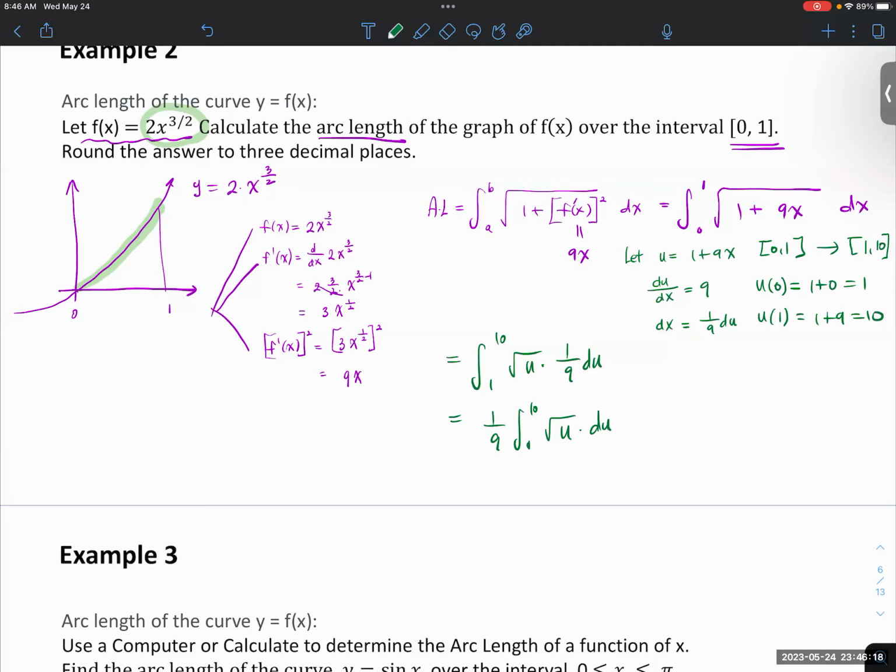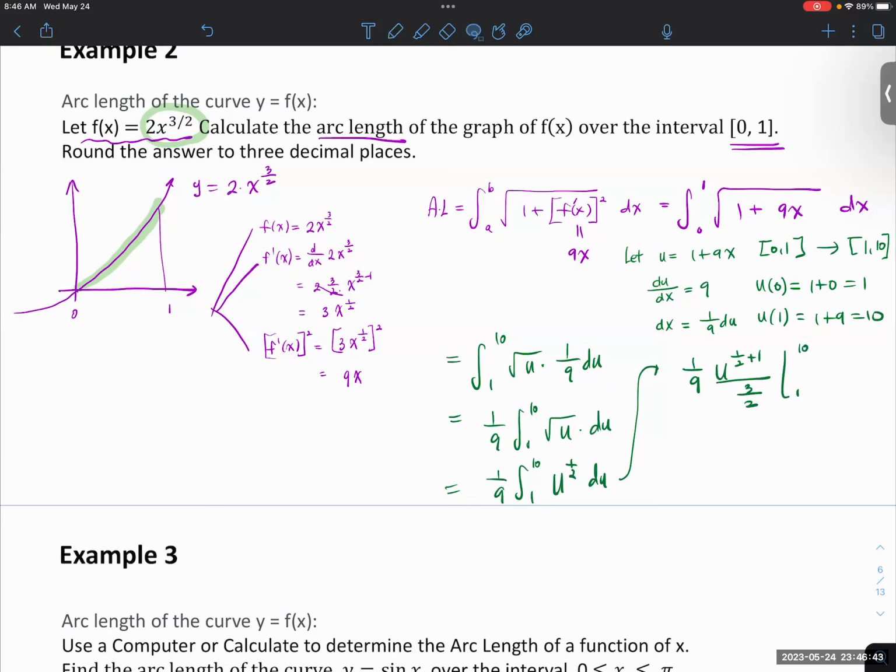So take the integral. So this means 1 over 9, 0, 10. Oh, my bad. It's not 0 to 10, it's 1 to 10. So let me rewrite it. 1 to 10, u to the 1 over 2 du. And then 1 over 9, u to the 1 over 2 plus 1 divided by 3 over 2, from 1 to 10.